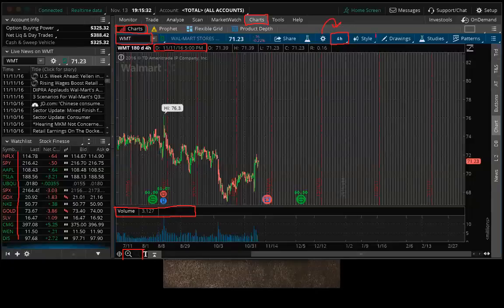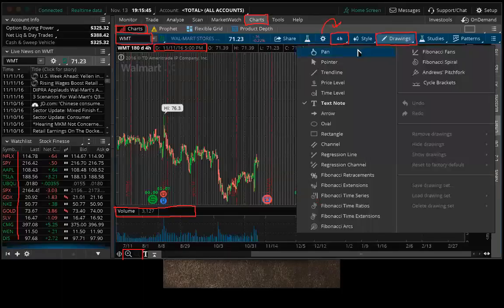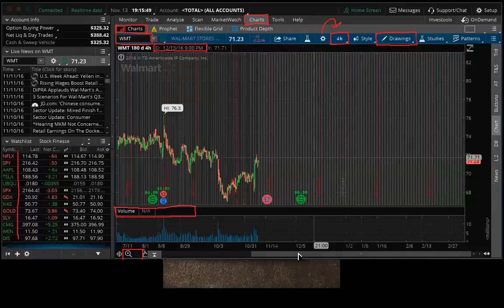This is how you draw your support and resistance. Okay. So the first thing I want to do after is, instead of hitting pointer, you can hit pan. Pan is easier because you don't have to click this little bar. You can just click on the chart and move it yourself.